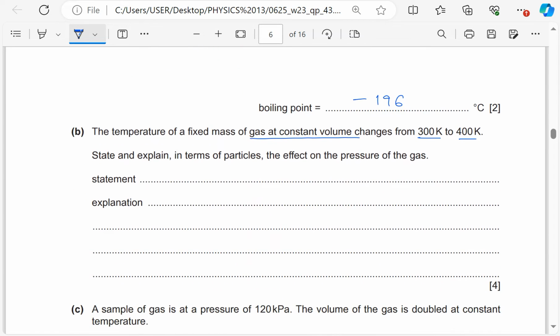The temperature of a fixed mass of a gas at a constant volume changes from 300 Kelvin to 400 Kelvin. State and explain in terms of particles the effect on the pressure of the gas. So the temperature has increased. The volume is constant, so the pressure is going to increase. Increase in temperature at constant volume causes increase in pressure. So the statement is: increased pressure. And then the explanation.